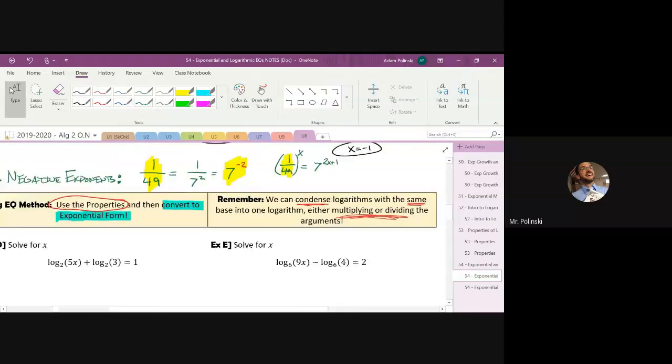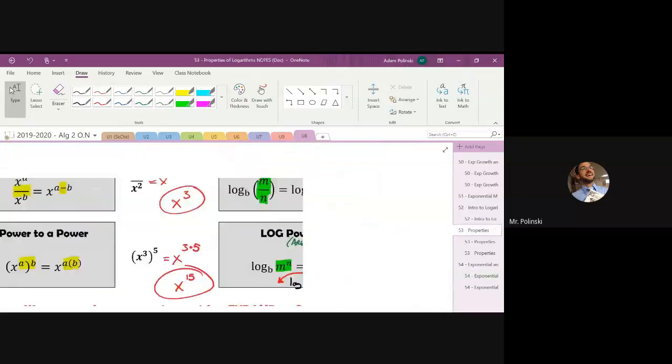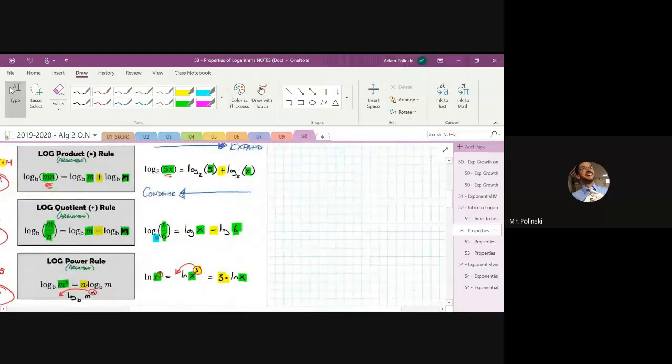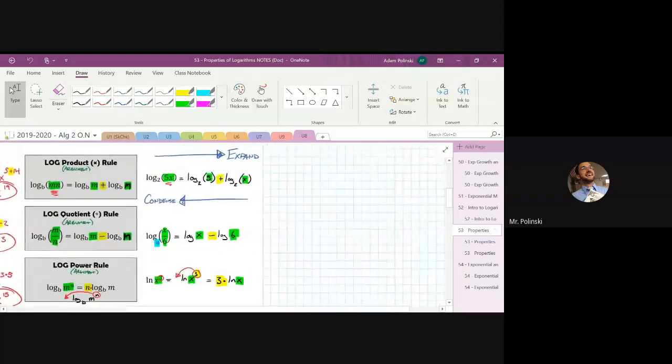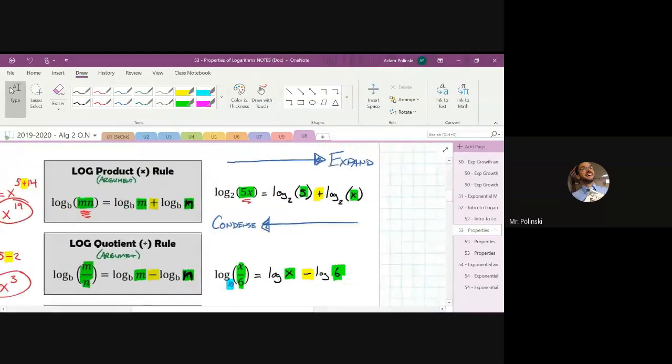When I say these properties, we're talking about what we did last class period, these three log properties. If I'm multiplying two things in the argument, I can write it as addition, or if I see addition, I can write it as multiplication. If I'm dividing, I can write it as subtraction, or if I see subtraction, I can write it as division inside the argument. And finally, a log to a power rule. We're predominantly going to be using these two and condensing, moving from right to left, taking multiple logs and writing them as a single log.